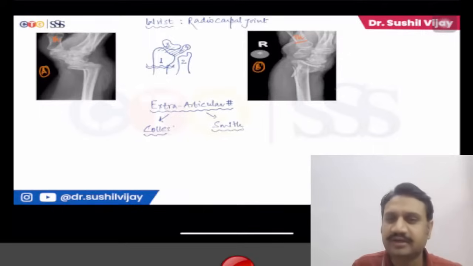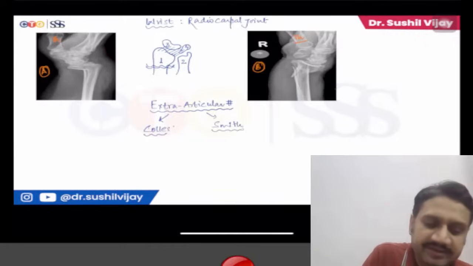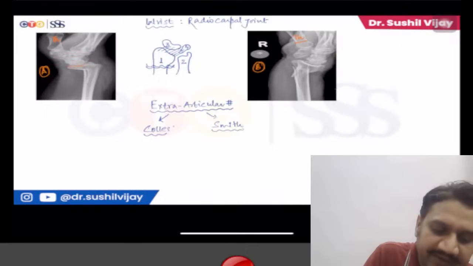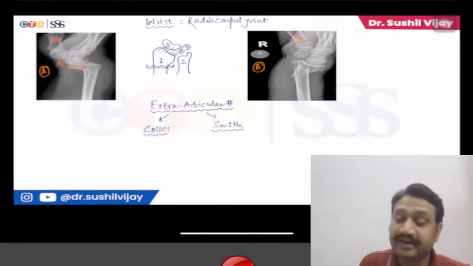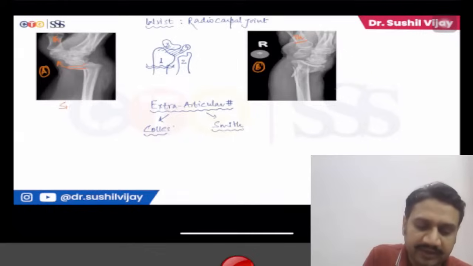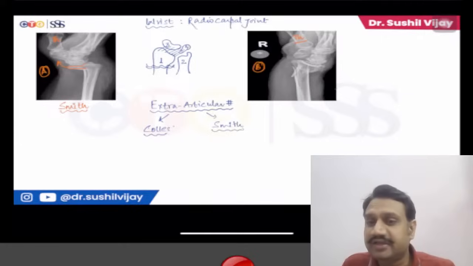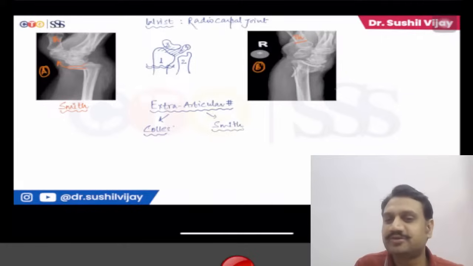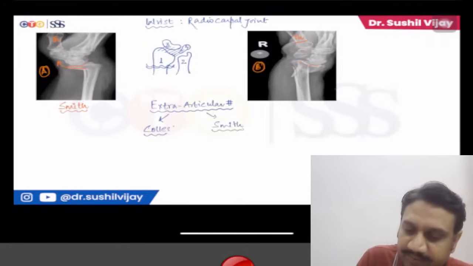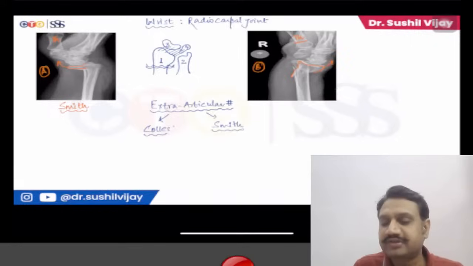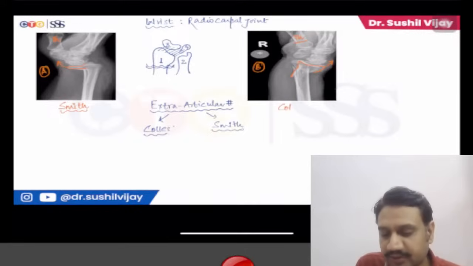See, in image A, the distal fragment is facing towards the thumb, moving towards the thumb. A is Smith, very good. That is the reason it is a Smith fracture. It is not Colles, it has to be Smith. And in B, the distal fragment is facing onto the backside, and that is why this one is Colles.